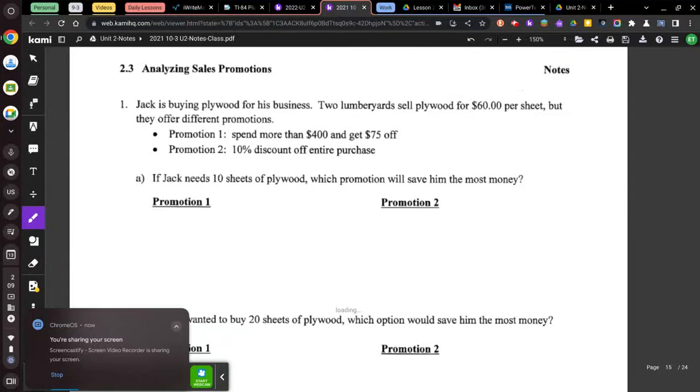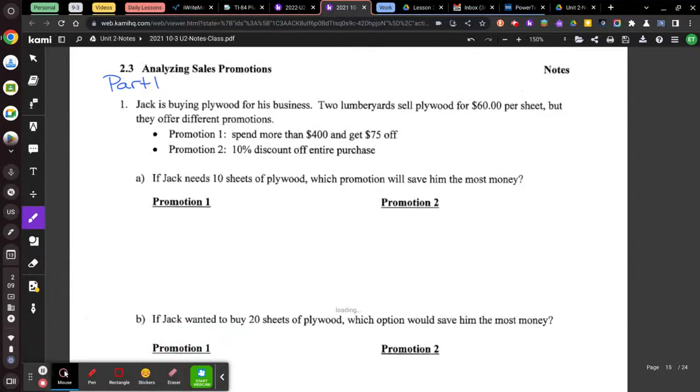Okay, this is Unit 2, Lesson 3, Part 1. And on Part 1, we are analyzing sales promotion. So we're trying to see which promotion will give you the better, cheaper deal.